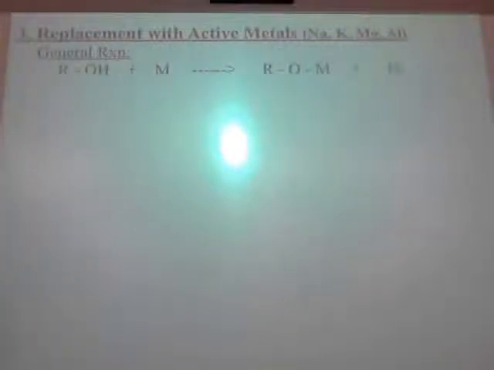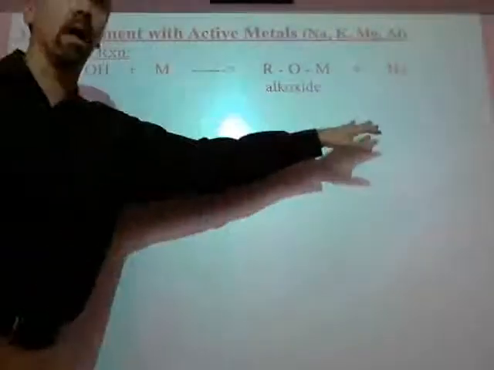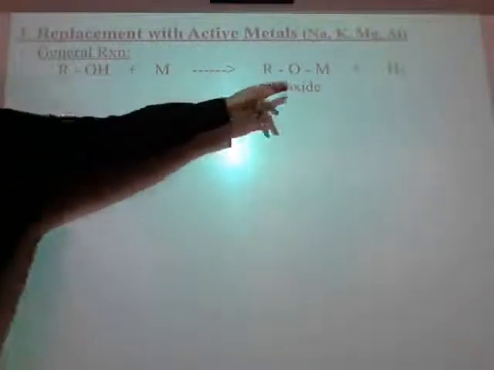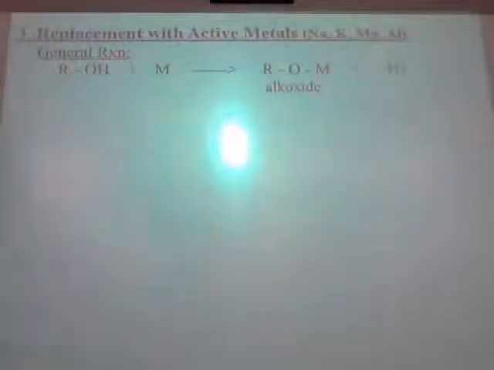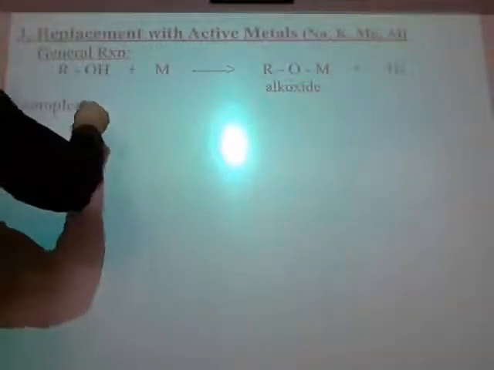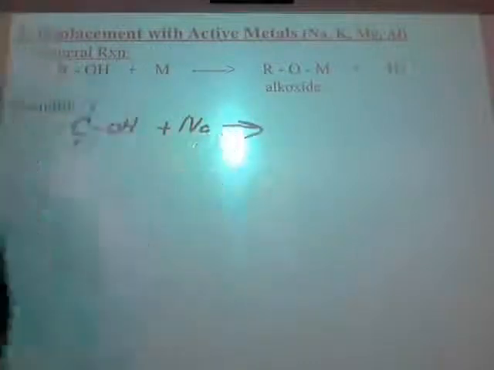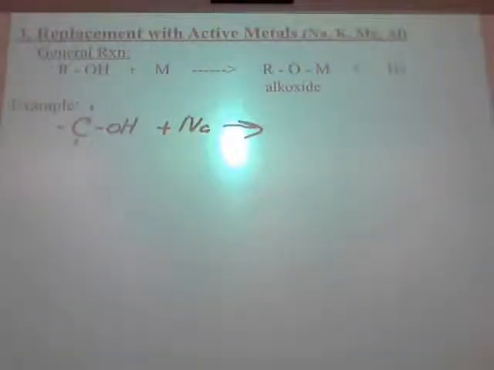All right, look at this one. It's a little weird. We're going to get a new compound, something called an alkoxide. I know, great name. You write that down. I don't think I have that written in there, so write that in. An alkoxide. All right, let's do an example of this. Let's start with a very simple one.